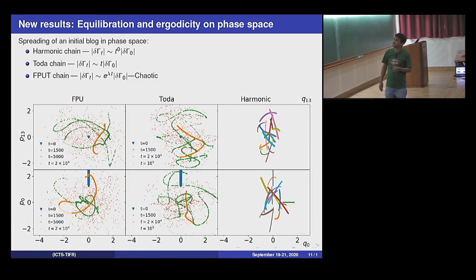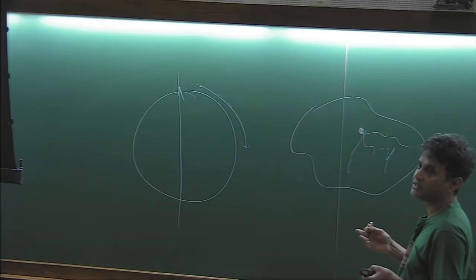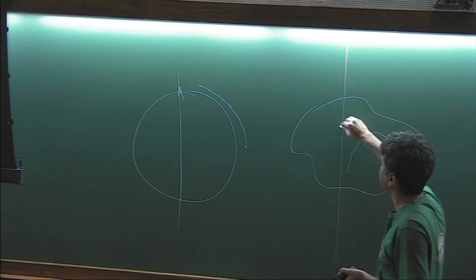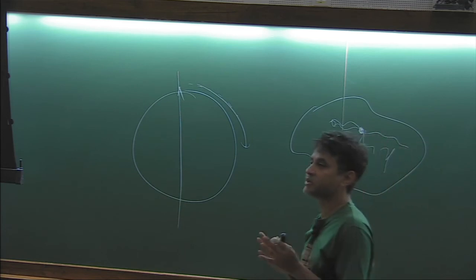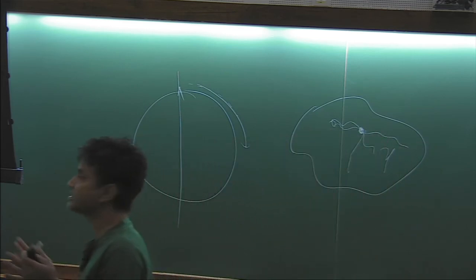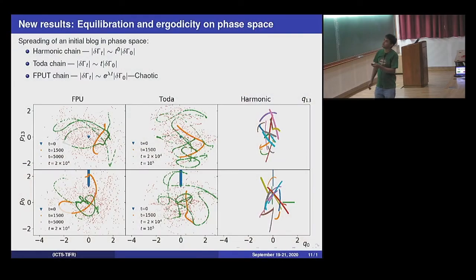We can understand this from the fact that if you ask how this blob spreads in time, in a chaotic system, of course, different points will spread out exponentially. In a harmonic chain, you can easily show that the blob just doesn't spread at all. But in Toda, even though it's an integrable system, it spreads linearly. It's not exponential growth, but it's linear growth. These are some plots to verify that. That's the reason that you start from a blob and it spreads over the entire phase space, and that's why you get equilibration.